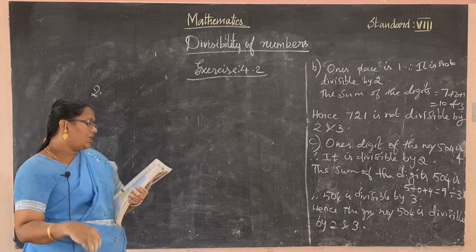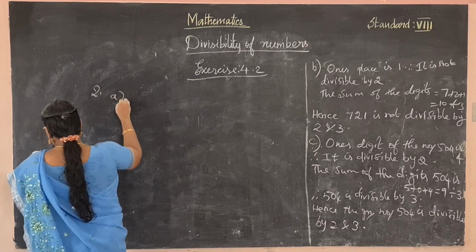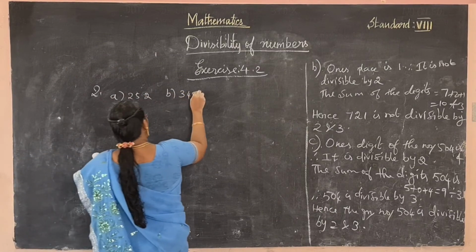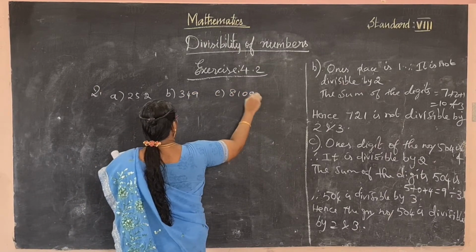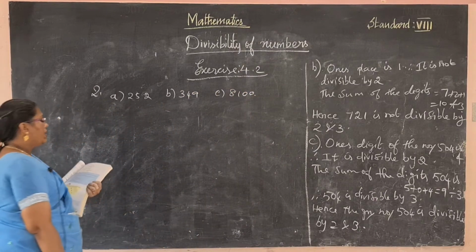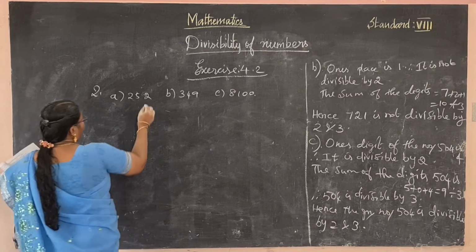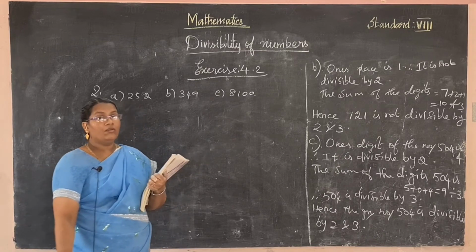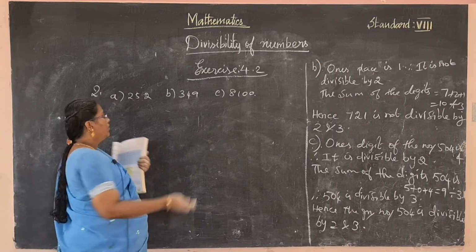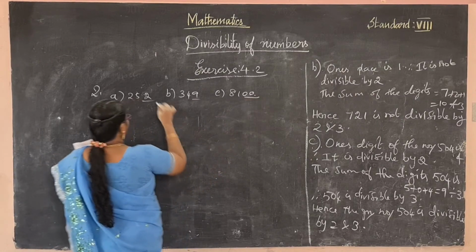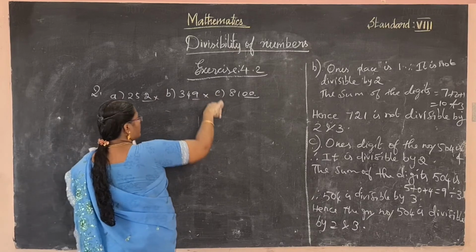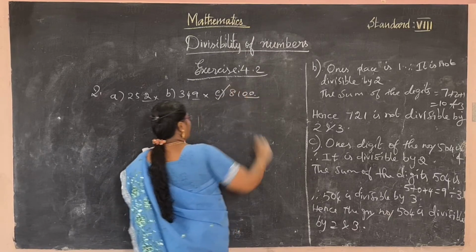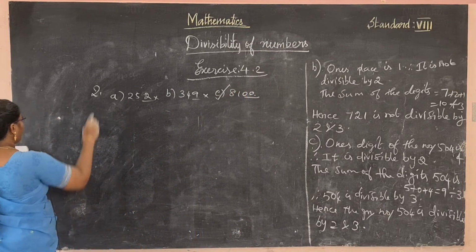Which of the following numbers are divisible by 5? Here are 3 numbers, A 252, B 349 and C 8100. First, what is the rule of divisibility by 5? The ones digit of the given number is 0 or 5. So we will check the ones digit. Here 2 is not possible. Here 9 is not possible. Here the ones digit is 0. So it is divisible by 5. Okay, that is the answer.